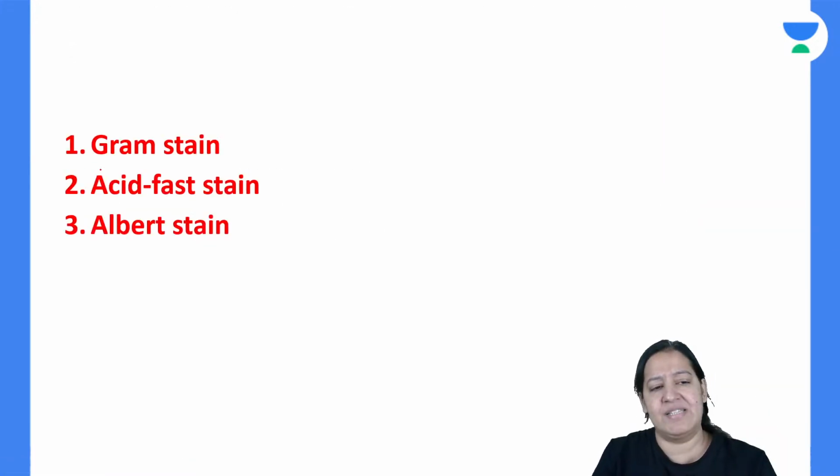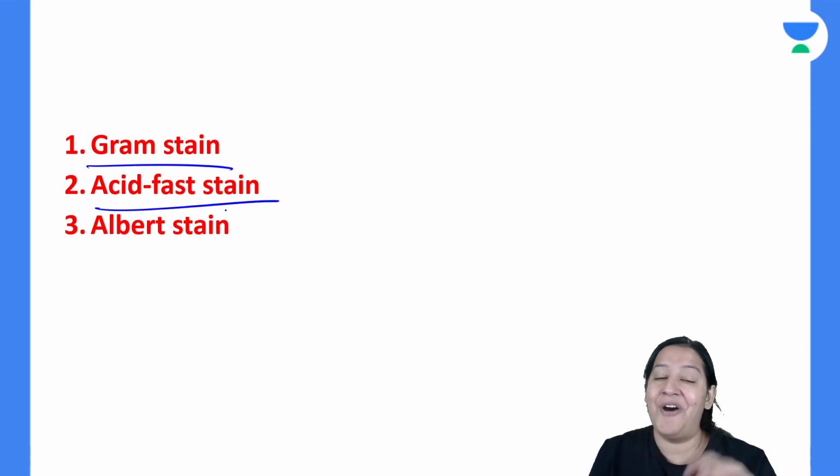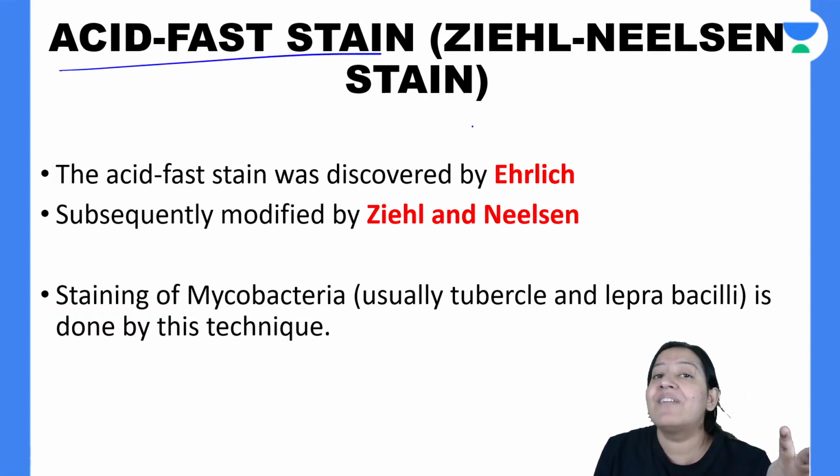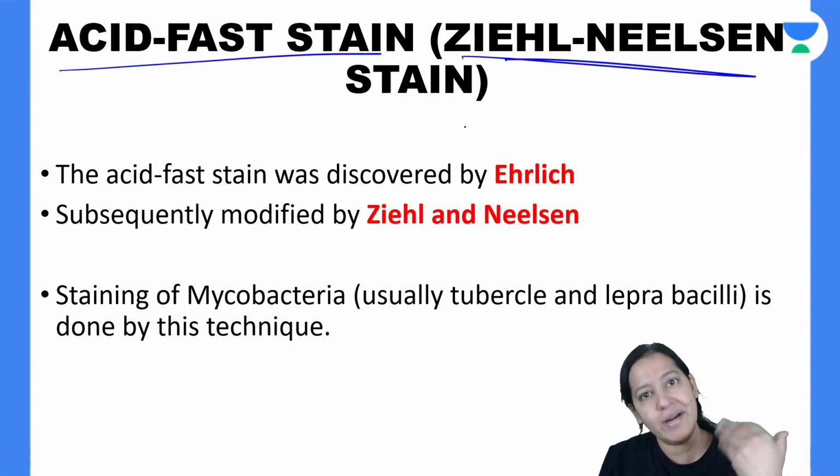Coming on to acid fast staining, which was a question in the previous year's INICET. Why acid fast staining? What is the other name? It is known as Ziehl-Neelsen. Why is it known as Ziehl-Neelsen?